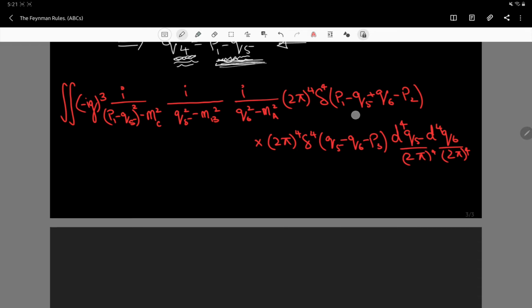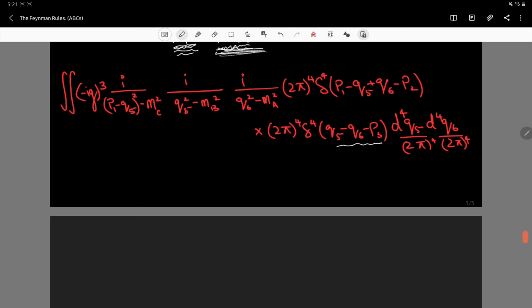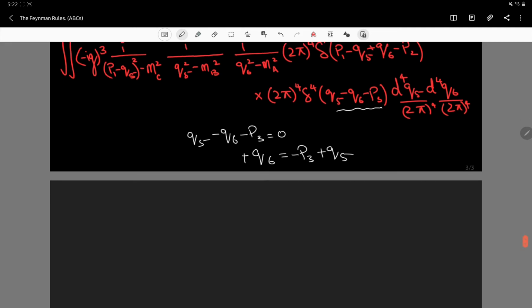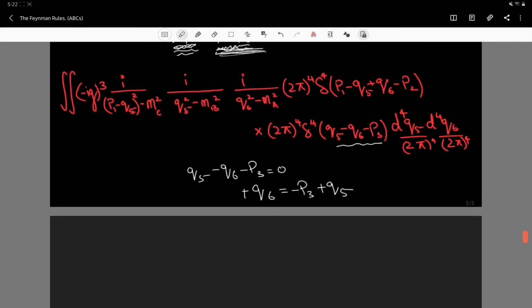Yeah, let's not use this integral. This would be easier for q6, right? So we'll use this one to do q6. This just tells me that q5 minus q6 minus p3 is equal to 0, which tells me that q6 should be equal to, if I bring this p3 over there, negative q6 equals p3 minus q5. Now let's make it positive. So you would have minus here, you would have plus here. So that's your q6, right? And we would replace this q6 in this red integral, and we will simplify it, right?